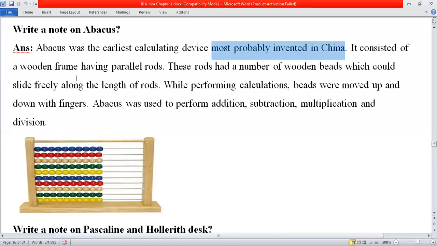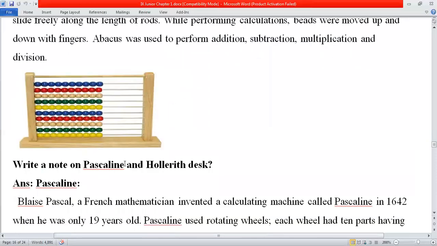Next question. This topic is present in the chapter but not present in the exercise, so keep in mind, write the answer here and note this in your copy. Next question: write a note on Pascaline and Hollerith's desk. This question also belongs to chapter number 1. The topic is present in the chapter but not asked in the exercise, so that's why we will discuss it over here.